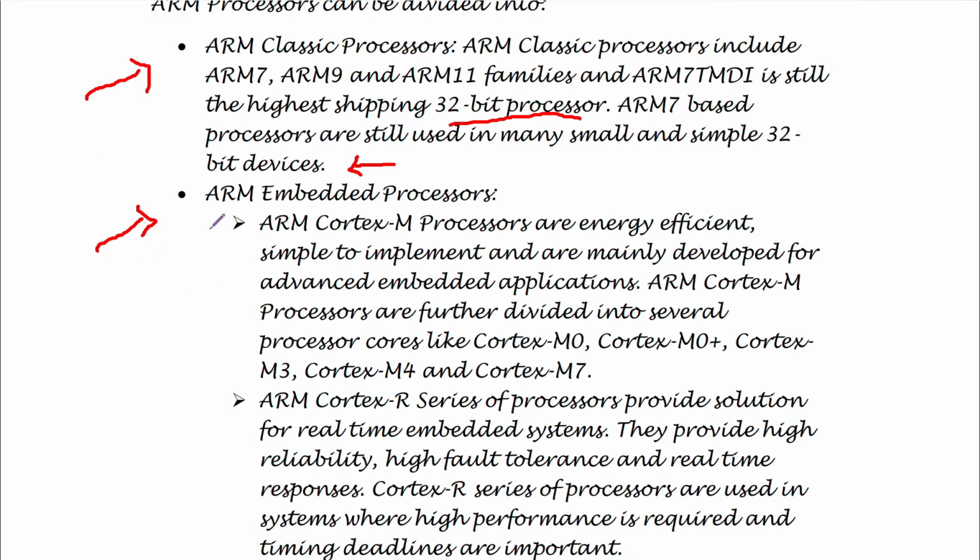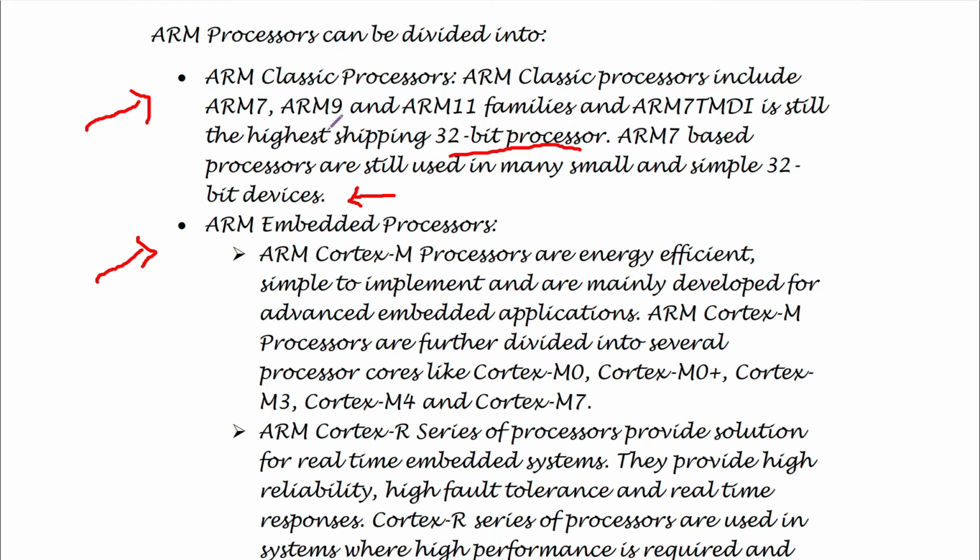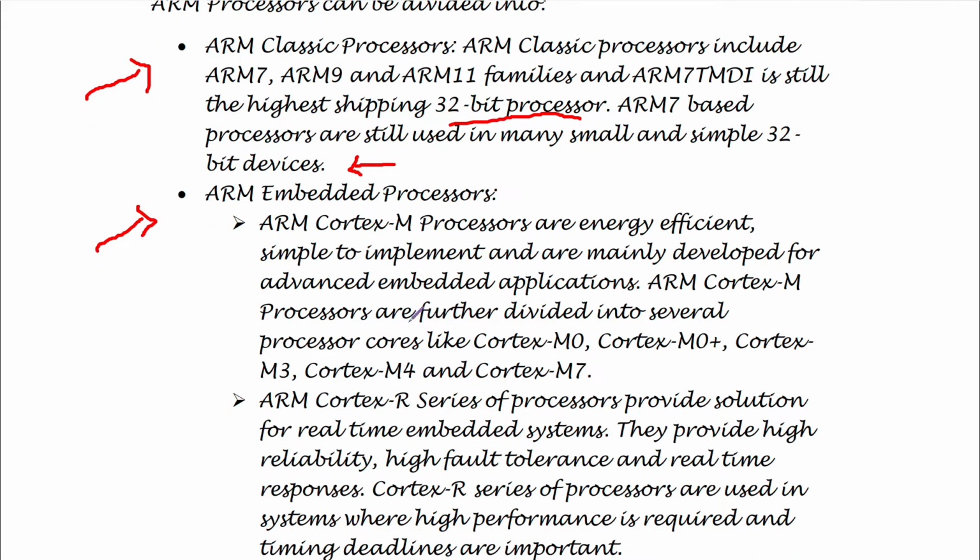Next category is the ARM embedded processors. Now, embedded processors obviously are going to be different from classic processors because we know the definition of embedded by now. These are supposed to focus on particular applications. They are not exactly general purpose, and they are energy efficient and power efficient also. So these are energy efficient, simple to implement, and are mainly developed for advanced embedded applications. So it is not meant for general purpose applications but advanced embedded applications.